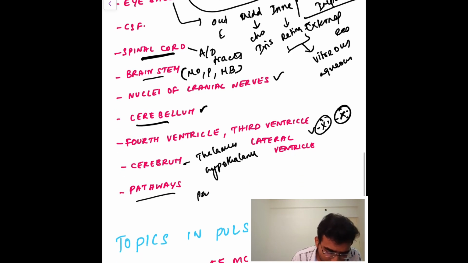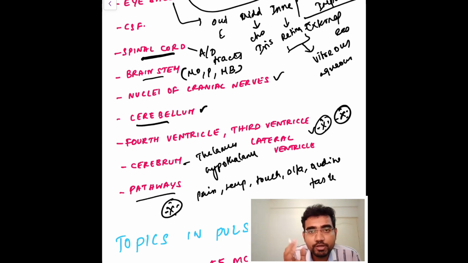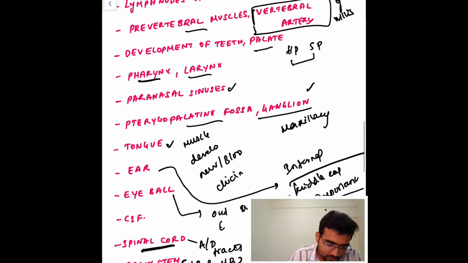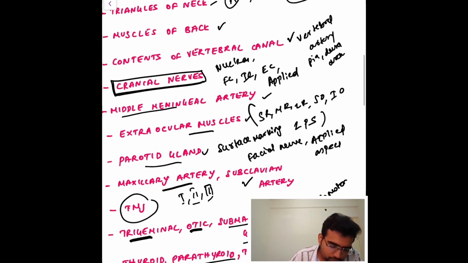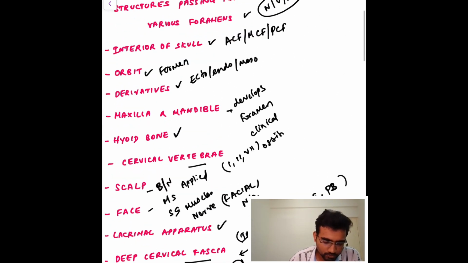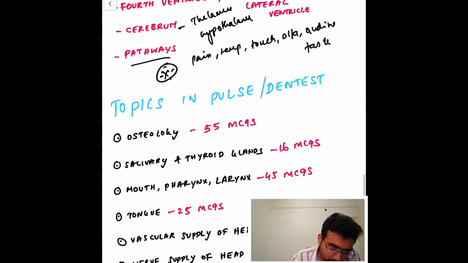And the pathways of pain, temperature, touch, olfactory, auditory, and taste. All these pathways you should be thorough with, and they should be at your fingertips. So these are all the various things which you should read from the textbooks.